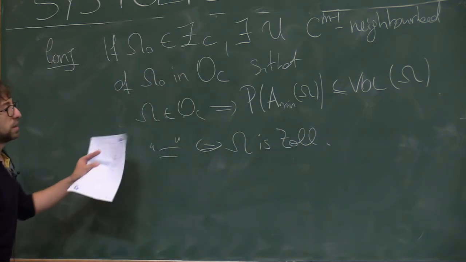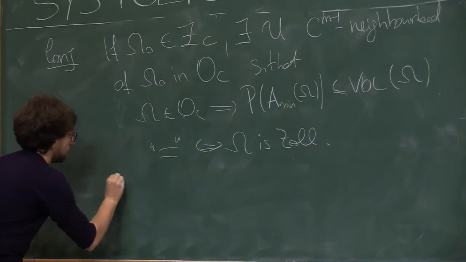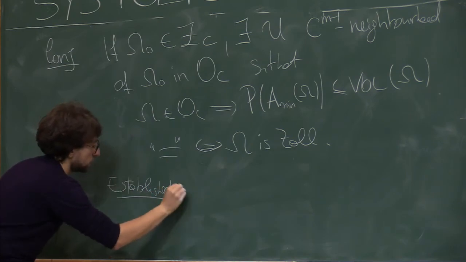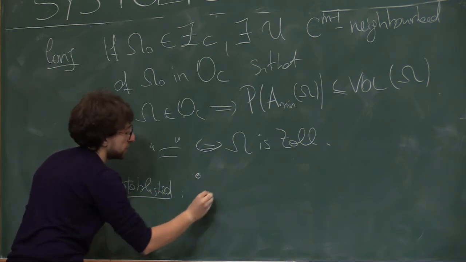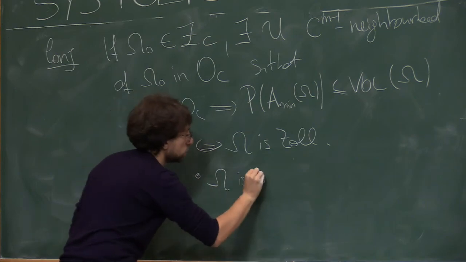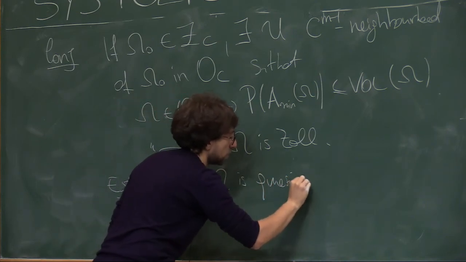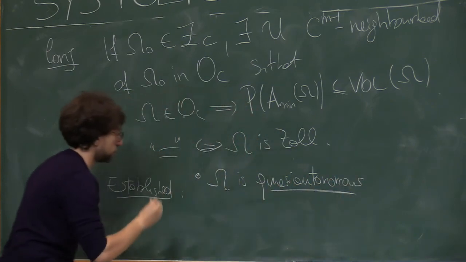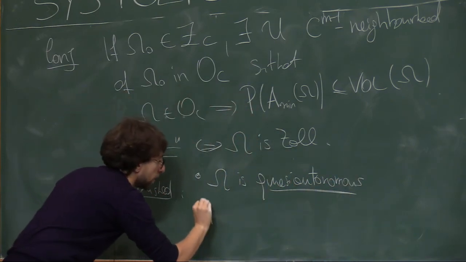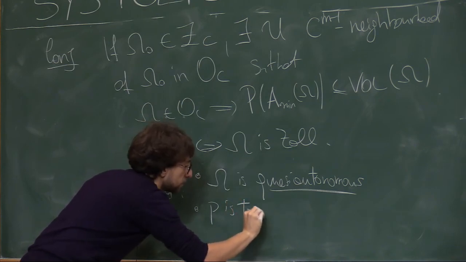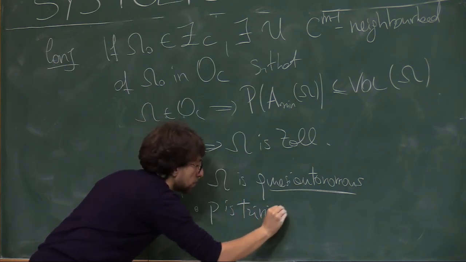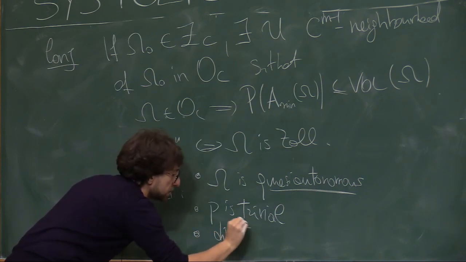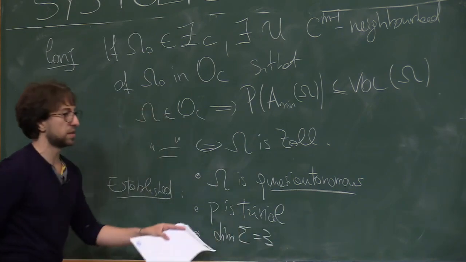Okay, so this is the version of the conjecture, and basically the conjecture is established in some cases. The first case is when omega is quasi-autonomous. I cannot say precisely what this means, but it is a generalization of what we said before, when P is trivial. And last, when the dimension of sigma is equal to 3. And this is basically the theorem before.